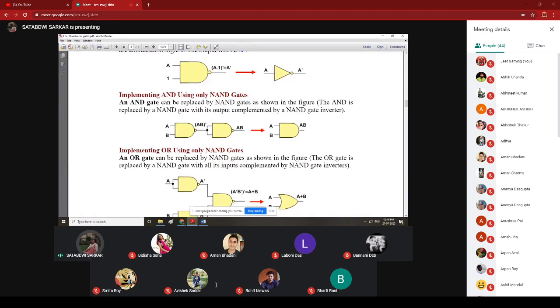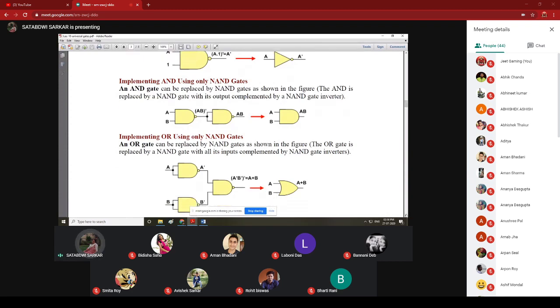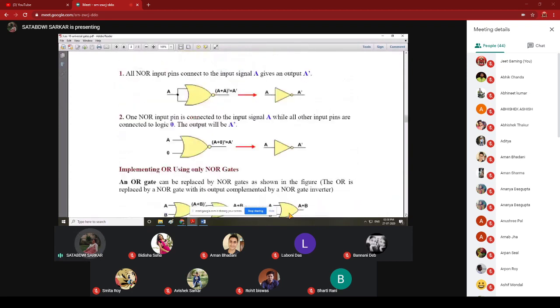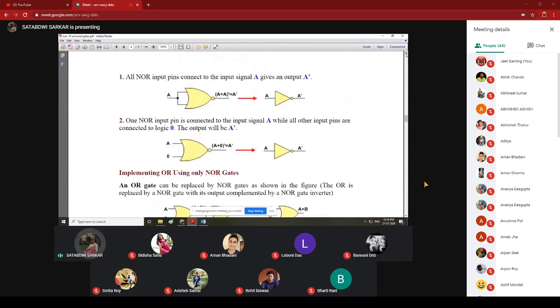So this is the AND operation logic using NAND, because NAND is the universal gate. We can design any other gate using NAND and NOT. So here just only the NAND operation.